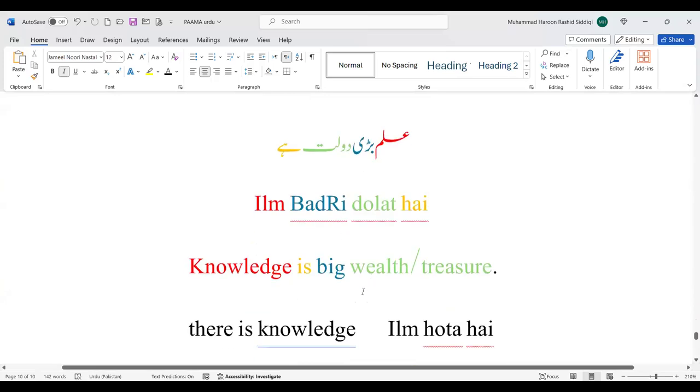So I'll wrap up the lesson today. With this sentence, I want to give this to you for your assignment. I won't be back until mid-February, so you have plenty of time to cover this.